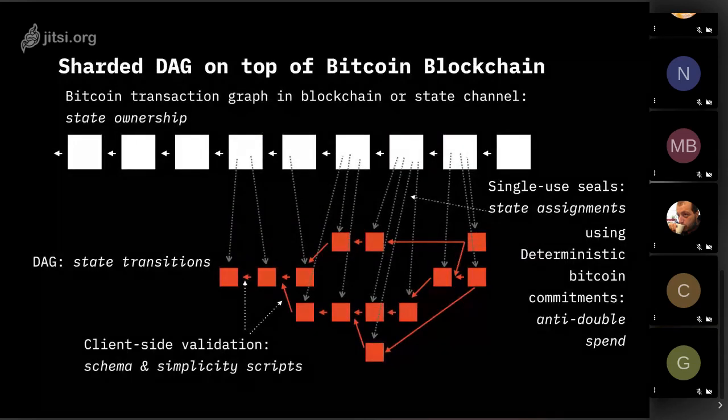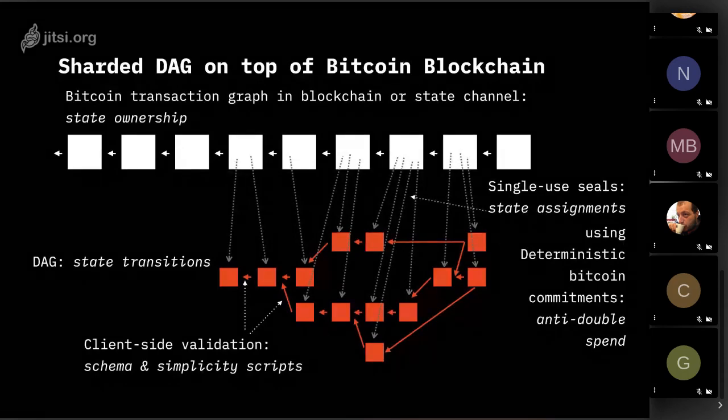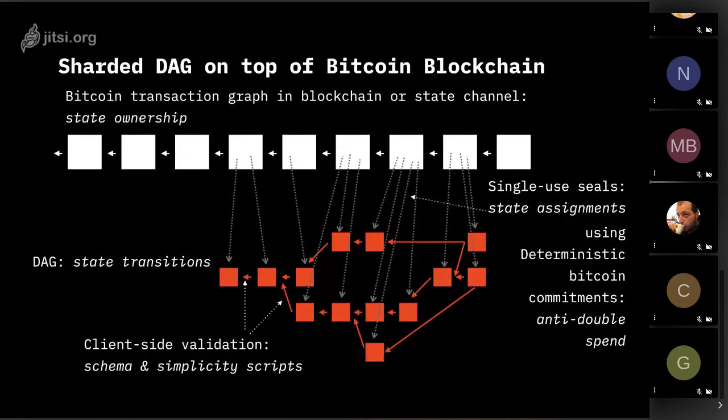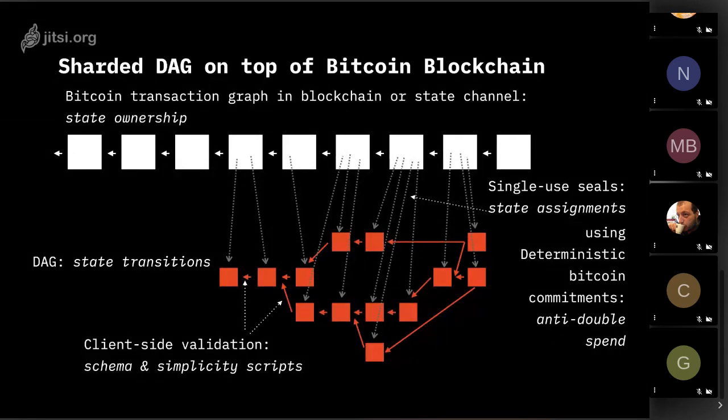And on this slide, I'm trying to show how the RGB structure looks. RGB is basically a directed acyclic graph of state transitions, of these state changes within the RGB system, which are validated on the client side using some schema and simplicity scripts, which I will be describing later. And this data is bound to the Bitcoin blockchain using single-use seals that do state assignment and deterministic Bitcoin commitments, preventing double commitments to specific transaction outputs, meaning that if you assign some state, you can't have a double action on that state. If you spend that transaction output, you can only spend it once, and you have only one way of committing to the next following state.